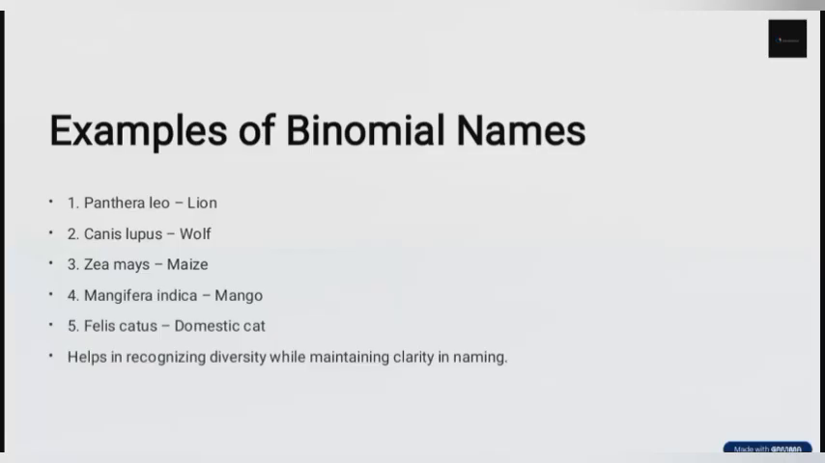Alright, thank you. So we also have Mangifera indica, which is your mango. Yeah, please don't be angry. I think you're talking about the examples, but I'm seeing the importance of classification. So what are you seeing now? Yeah, I'm seeing it now. Thank you. Alright. So mention Panthera leo, Canis lupus, Zea mays, Mangifera indica, and then Felis catus, which is your domestic cat.